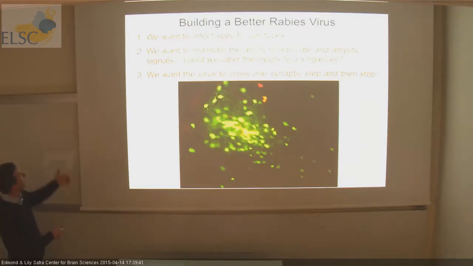Okay, so I mentioned the idea we want to make the rabies virus be able to do a couple of things that it normally doesn't do. We want it to be able to initially infect the cells of interest and then spread one synaptic step and then stop.